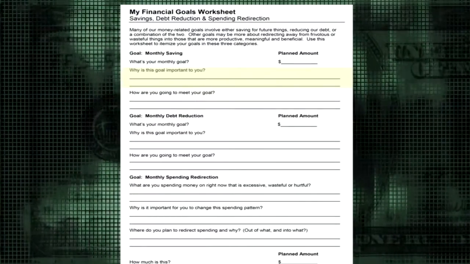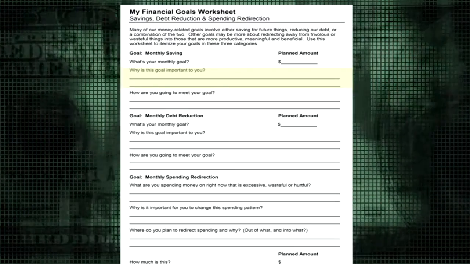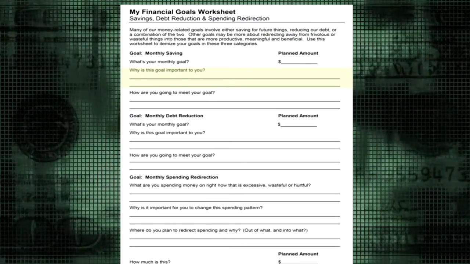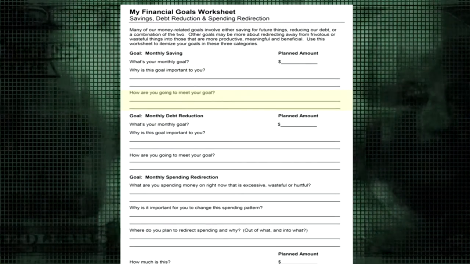Next, state why the goal is important to you. This reinforces your commitment to your savings goal. One or two key phrases are all you need. Then state how you're going to meet your goal.